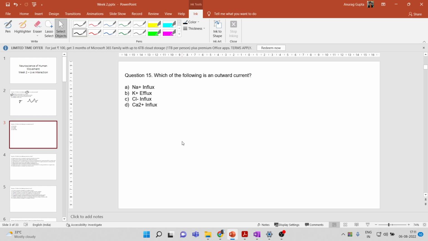Let us say this is the cell membrane, and this is the ECF, extracellular fluid, and this is the ICF. An outward current is current flowing from inside to outside. The flow of positive charges is the direction of the current. In the first case, Na plus influx will become an inward current, so this is not the answer. K plus efflux: K plus, which is a positive charge, is going outside. So that is an outward current, and this is the correct option.